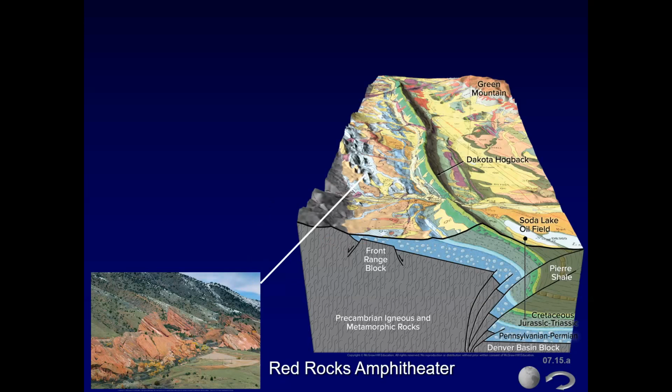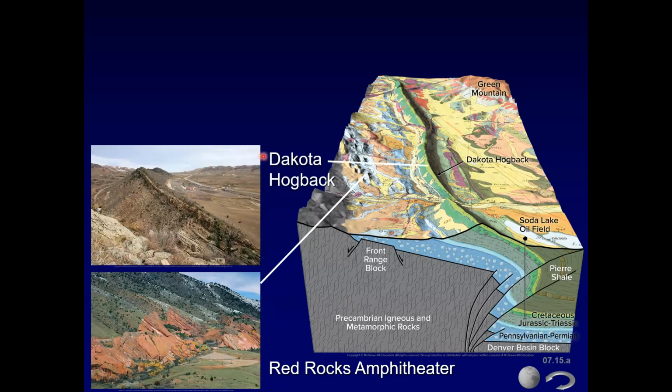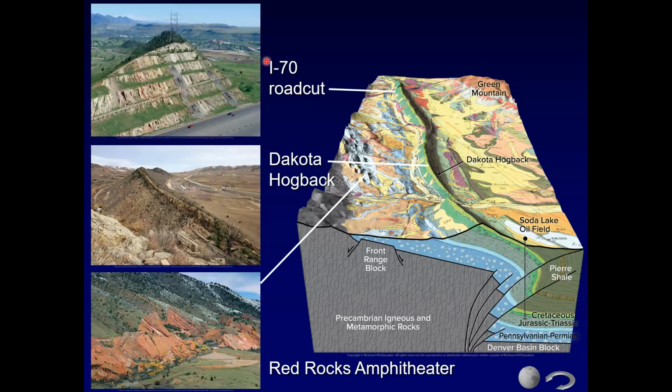The layers were folded, faulted, tilted, and they now dip towards the east. Green Mountain up here contains the youngest sedimentary rocks in the map area. The rock sequence continues into the subsurface where it's folded and faulted. Oil was actually found in this area by studying the sedimentary layers. Let me show you this Dakota hogback here sticking out, what that looks like. And then the I-70 road cut in the north here.